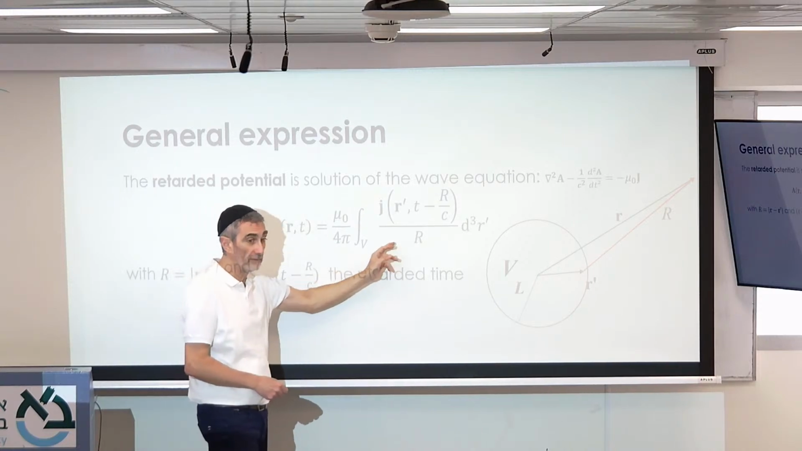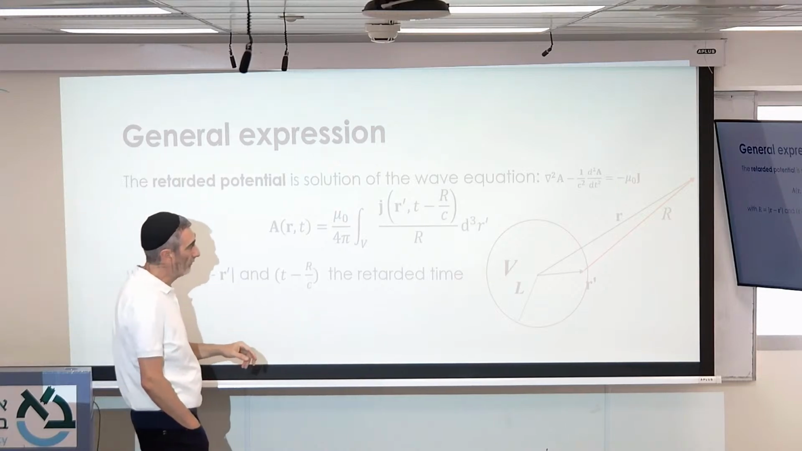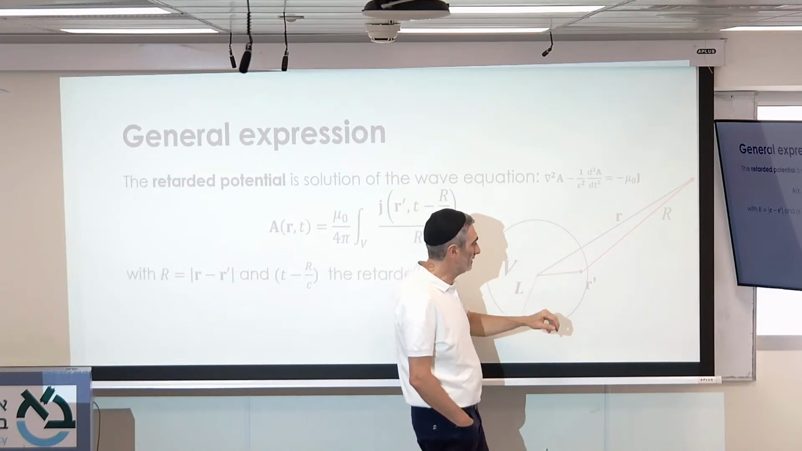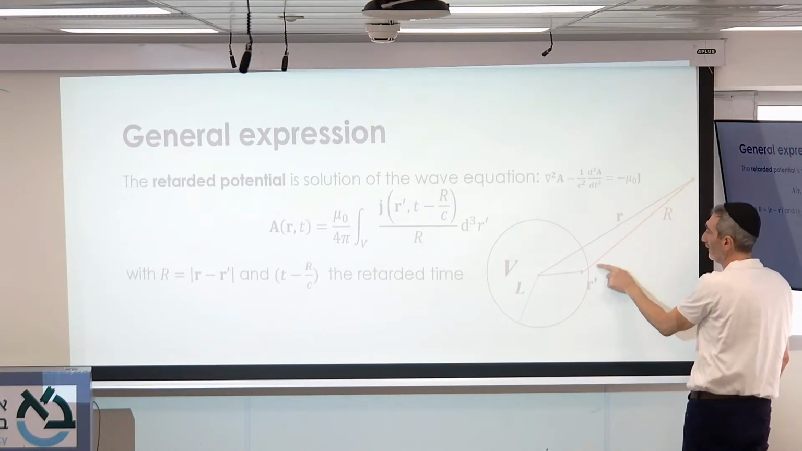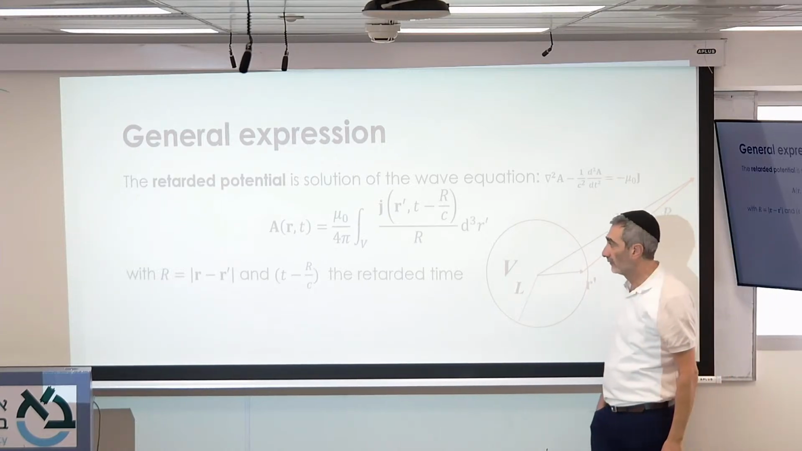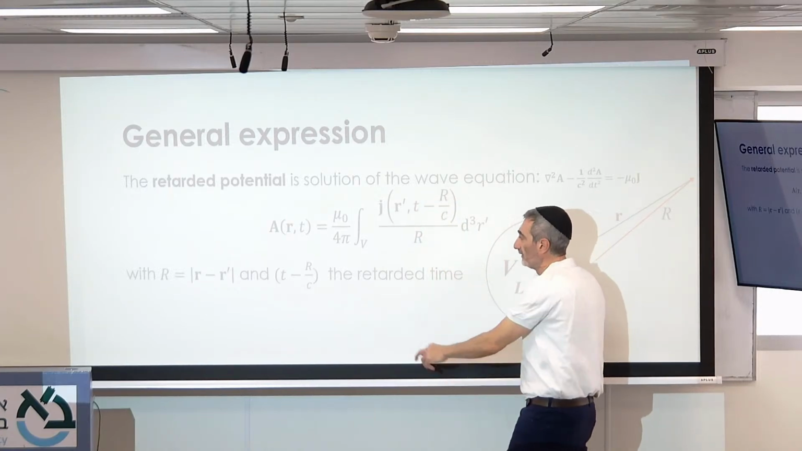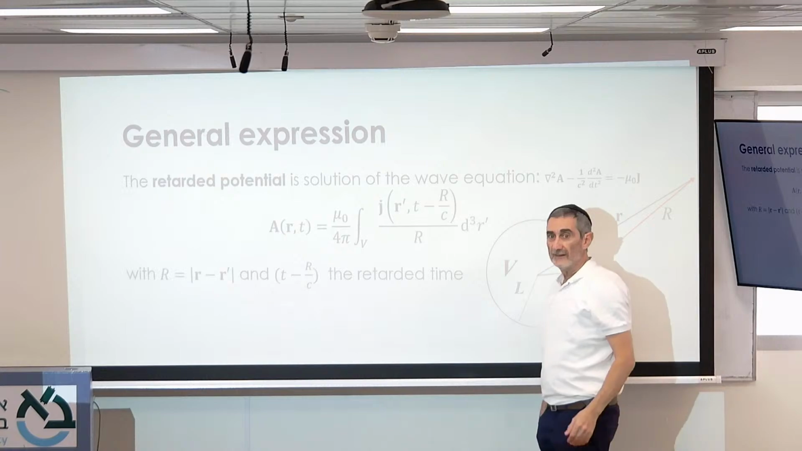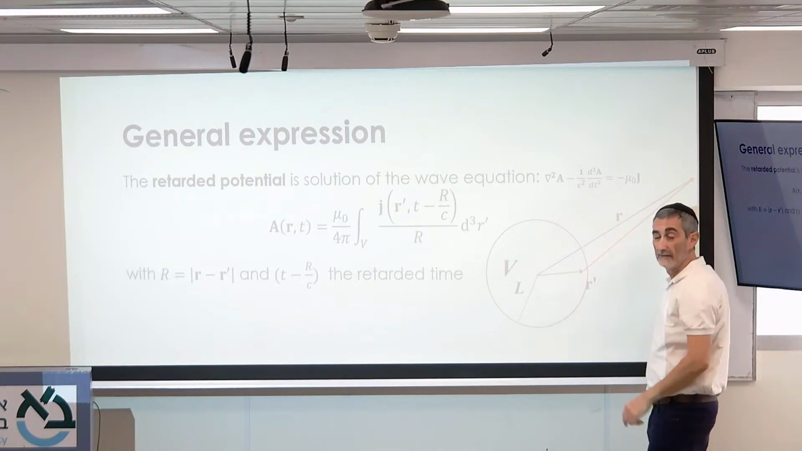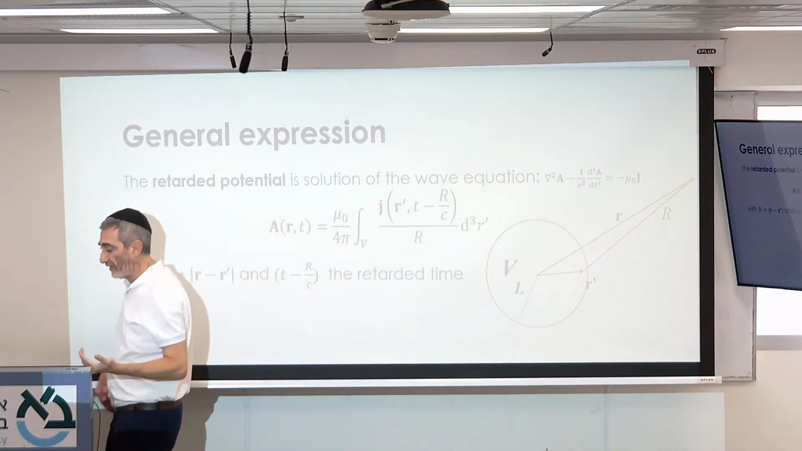So what is R? Is it constant? No. R is defined as the difference r minus r prime. You see on this picture, r prime is inside the volume here, and the distance from r prime to this position here is R. So R is small r minus small r prime. That's the definition of R. And this term here is very important: t minus R over c. This takes into account that it takes time for light to travel from here to there. So it's very important to introduce the fact that the speed of light is finite.